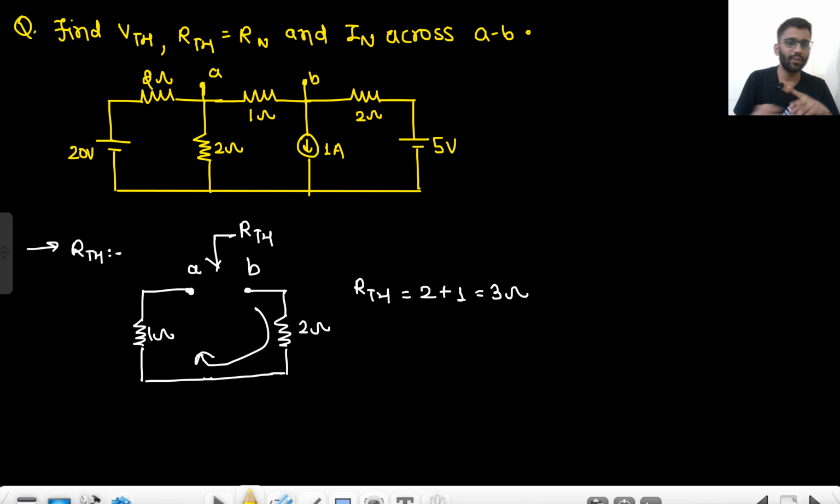While finding ISC, what you will do? You will just short circuit the load and get the final current out of it. Don't do anything with the circuit. What is RTH and what is RN? RTH is equal to RN only. I have told you the method of finding RN as well, and RTH as well. Now, what is my Thevenin equivalent circuit? VTH in series with RTH. What is my Norton equivalent circuit? IN in parallel with RN. That's it. These are the three most important theorems and this is the complete conclusion.